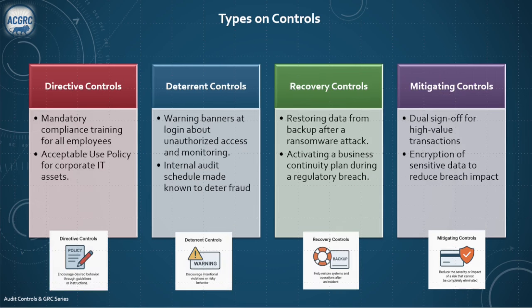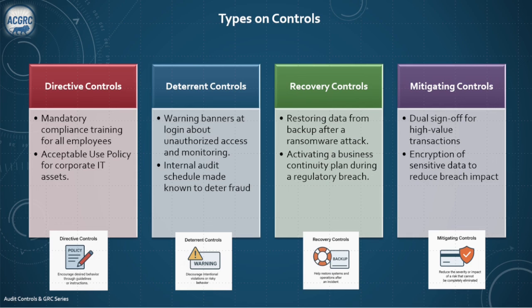The next control is directive controls. Directive control is there to encourage desired behavior through guidelines and instructions. It's giving a direction. Example, mandatory compliance training for all employees or acceptable use policy for corporate IT assets. Anything which gives you a direction is a control, and it's categorized as directive control.